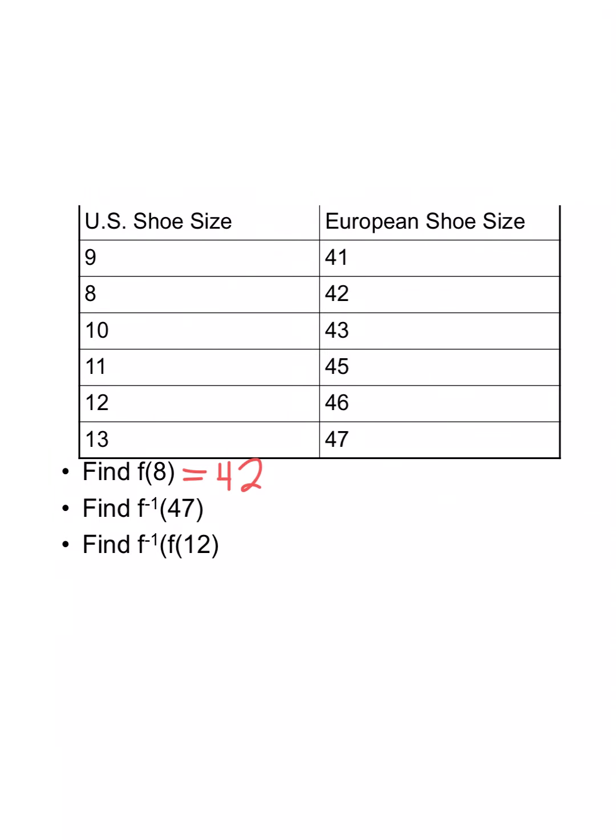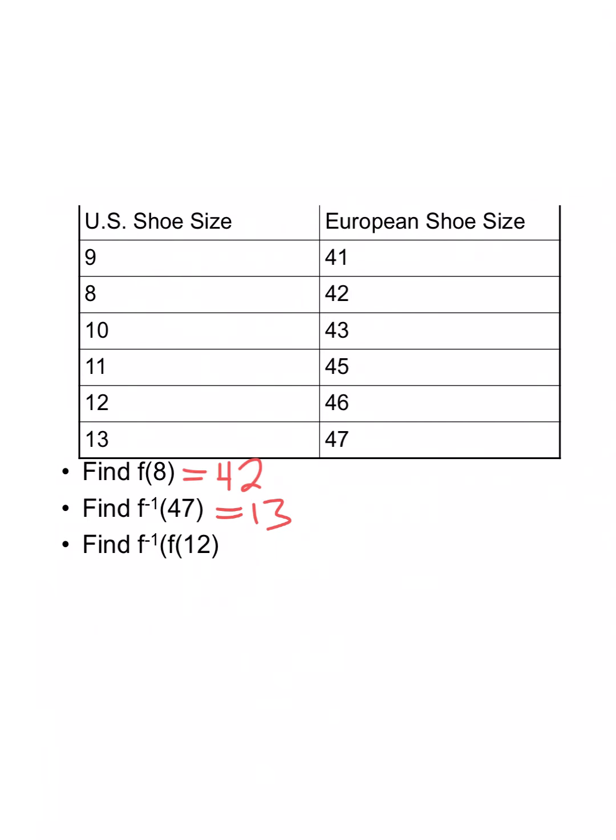All right, for our second question, we have f inverse of 47. So the way this is written is we're really trying to figure out what is the corresponding x value for a y value of 47. Looking at our grid, we see 47 has an x value of 13, which means my answer is going to be 13.